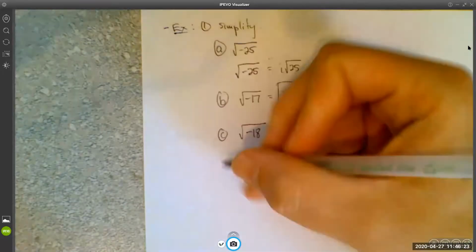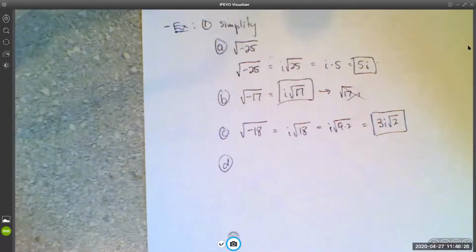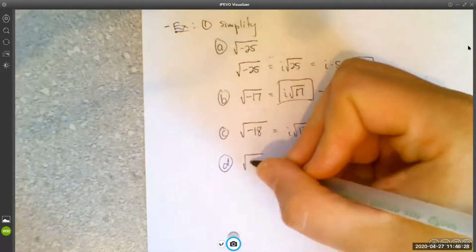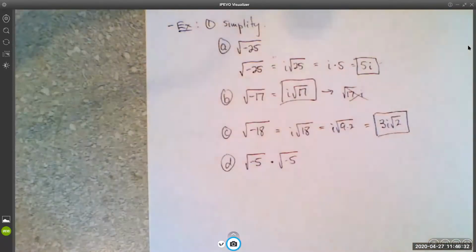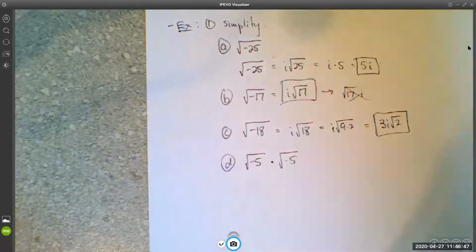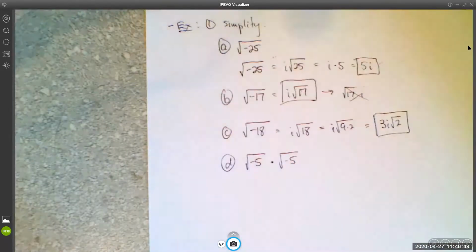Moving on, let's talk about how multiplication works. So if you have something like root negative 5 times root negative 5. Now, hopefully your intuition tells you that when you have the square root of x times the square root of x, you should just get x. So in this case, we expect to just get negative 5.